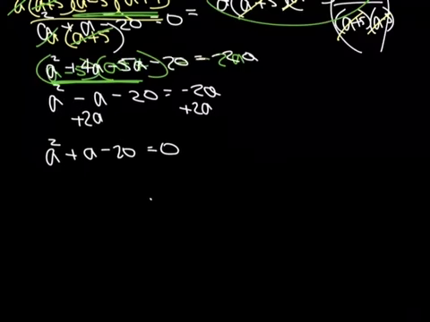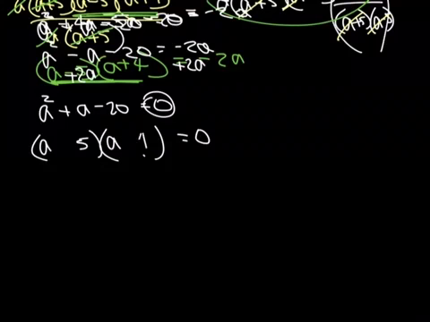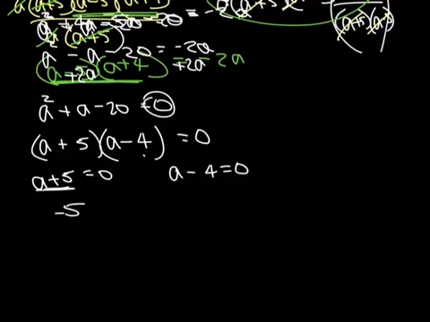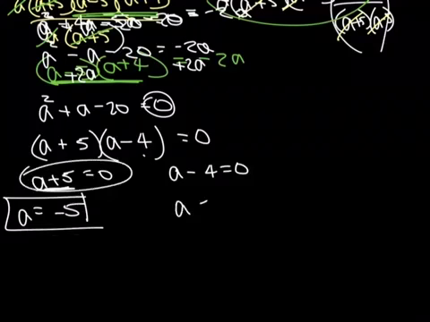Okay. Now, once I'm in this situation, see if I can factor it, because I can't factor it until it's equal to 0. So now that it's equal to 0, I can factor it. 5 times 4 is 20. And plus 5 minus 4 is a positive a, plus 5 times negative 4 is a negative 20. Alright, so that means a plus 5 equals 0, a minus 4 equals 0, which means a over here has to be negative 5, because that's what will make this a 0, and over here a equals 4.